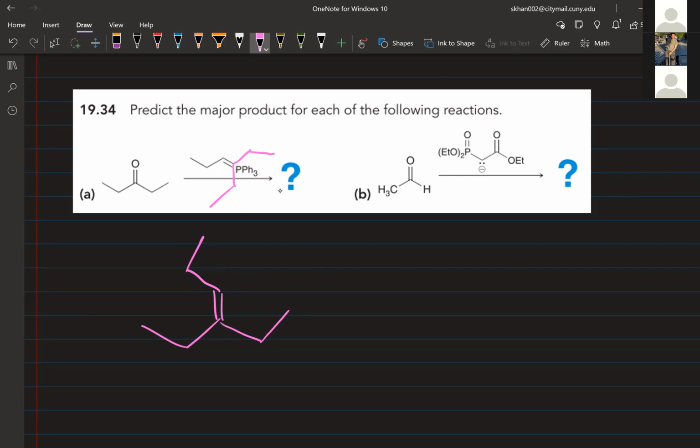Getting the products is actually not too bad if you know what you're doing. The mechanism is the most confusing part of this reaction, but getting a product is not too bad. But is there any stereochemistry here?